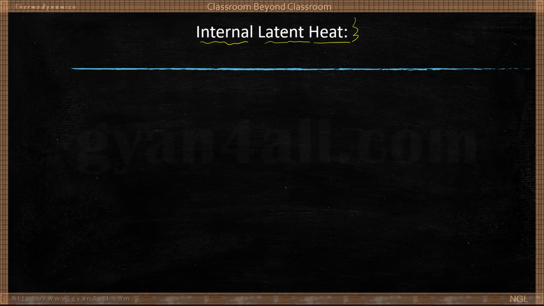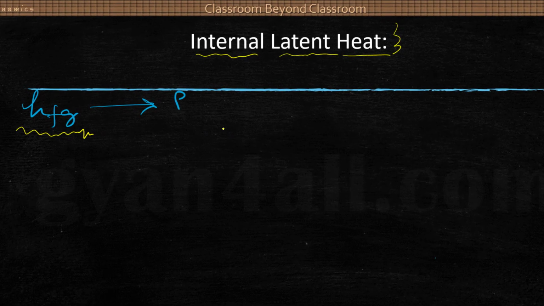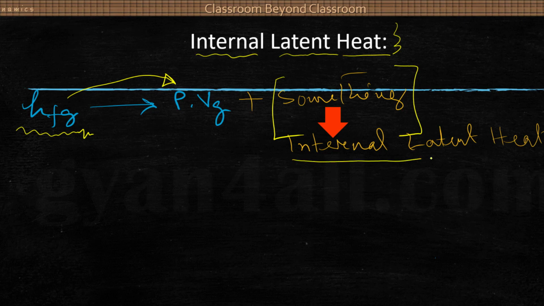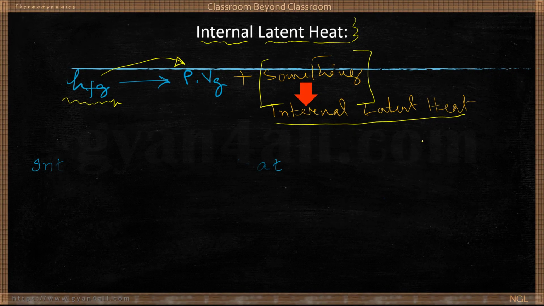Good afternoon. So today we'll discuss the internal energy of steam. It may be water, it may be wet steam, it may be dry steam, or it may be superheated steam. In the last class we discussed that the latent heat of vaporization, HFG, includes PVG, the work done during vaporization, and beyond this work done there is something else, and this part is called the internal latent heat.